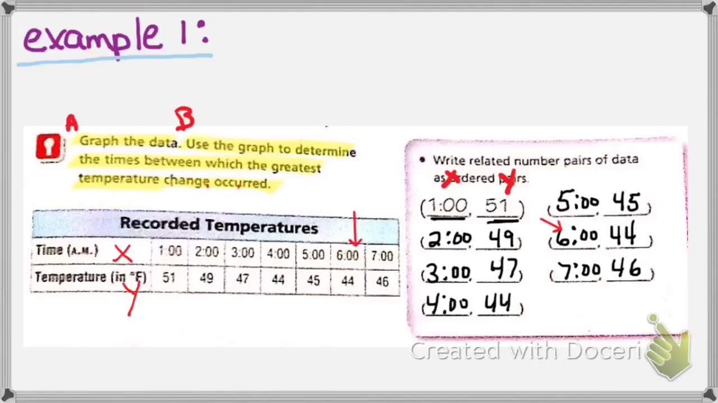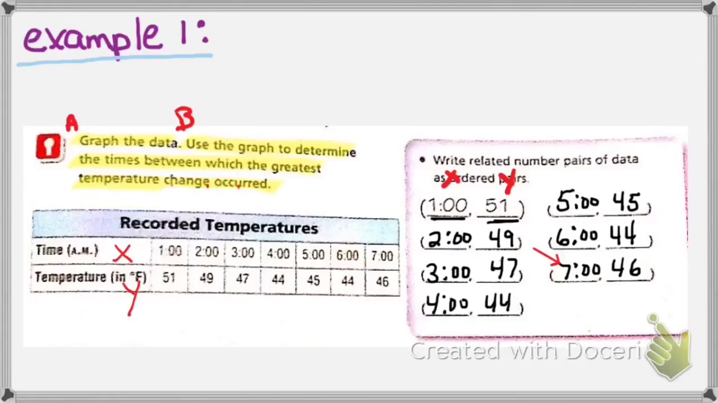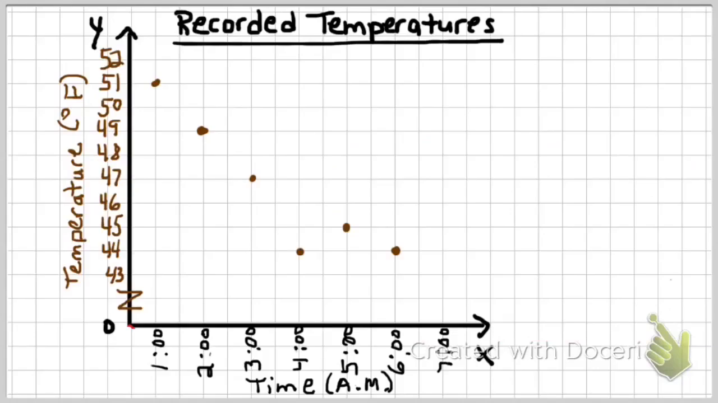Look back at my data, I see that 6 o'clock is 44 degrees. I double check that I'm on the right line, and I plot in my 6 o'clock 44. Go back to my table for my final ordered pairs. At 7 o'clock, it's 46 degrees. And again, I use my finger to be 100% sure I'm on the 7 o'clock line and put my dot in at the 46 degree mark.